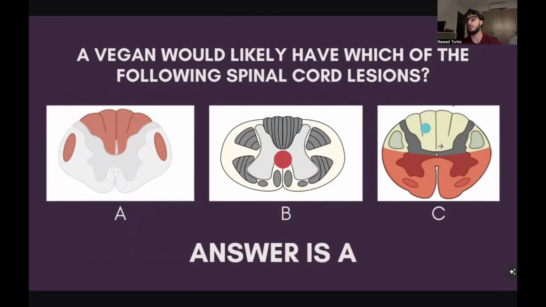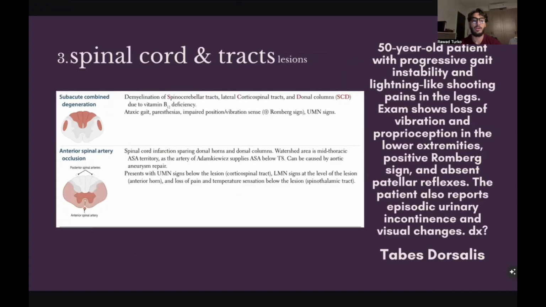So this, C, would be like an injury to the anterior spinal arteries, for example, or the vertebral arteries. Okay. All right, so subacute combined degeneration. This is demyelination of the spinocerebellar tract. So this is not degeneration of the neurons. This is demyelination of the spinocerebellar tracts, the lateral corticospinal tracts, and the dorsal columns.